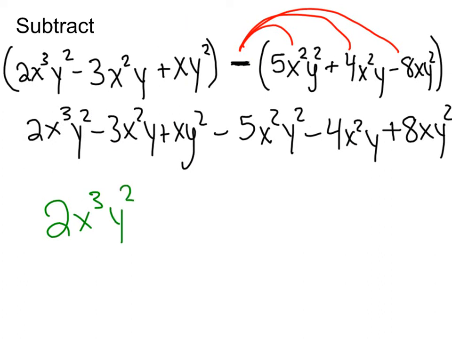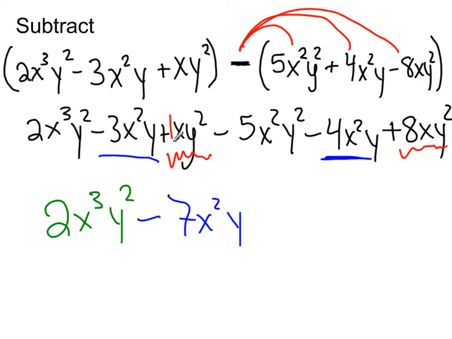We'll look at the x squared y. And the only one who has that is over here. So we have negative 3 minus 4 gets us a negative 7x squared y. And let's look at the next guy. We have xy squared, in which we have an 8xy squared. So we really have one of these plus 8 of them gives us 9 of them.